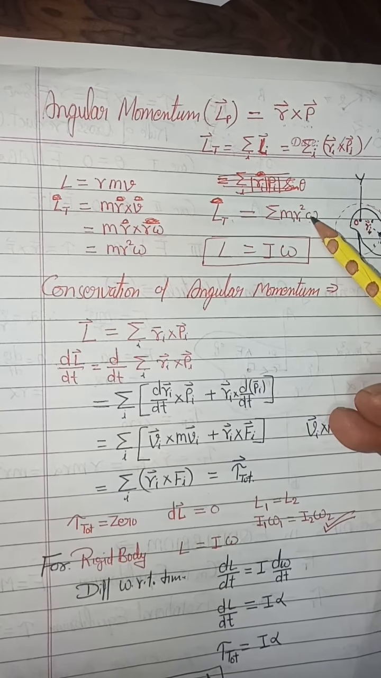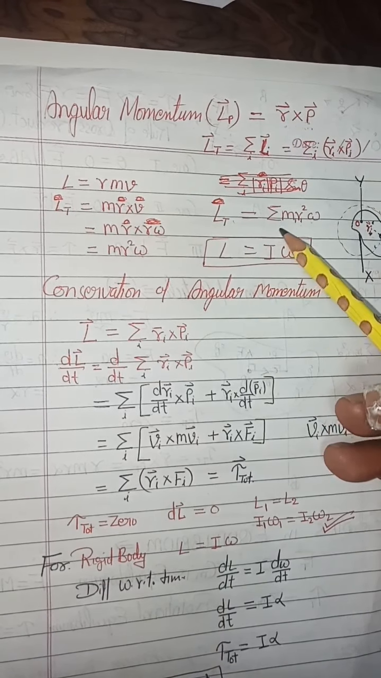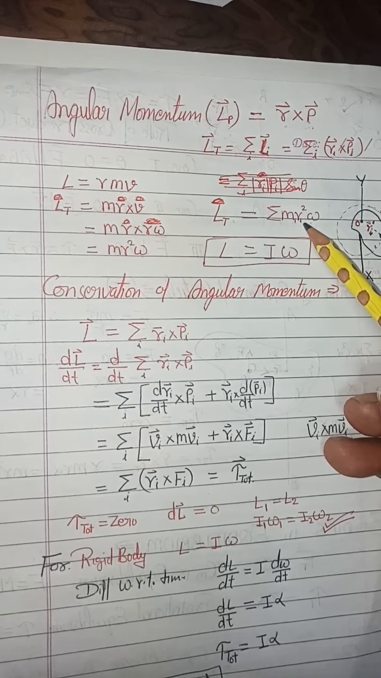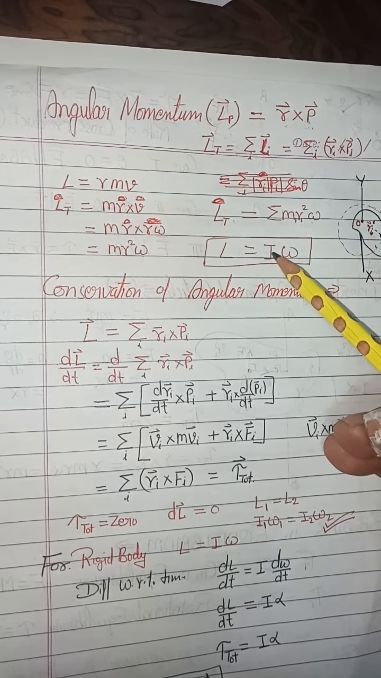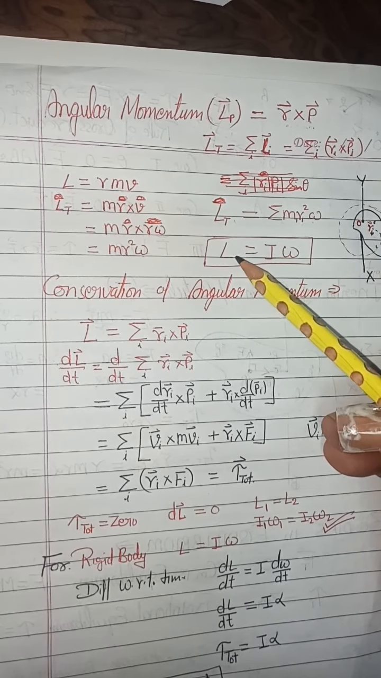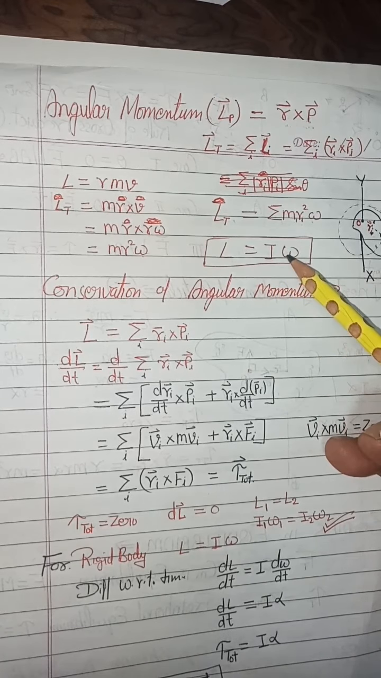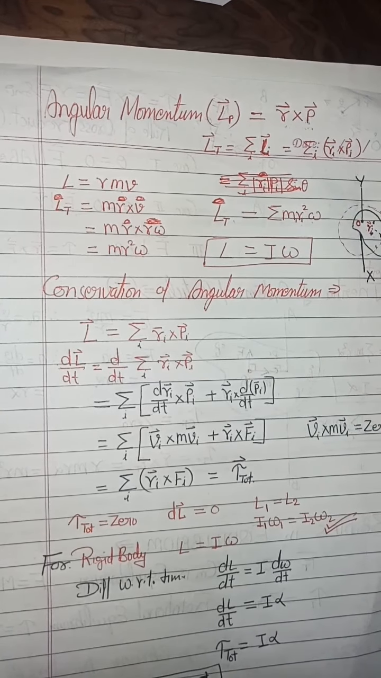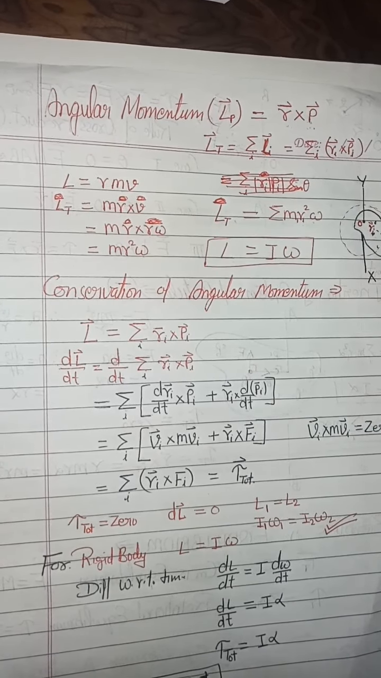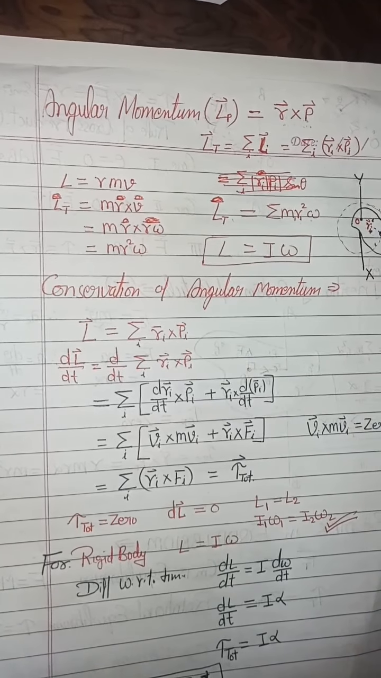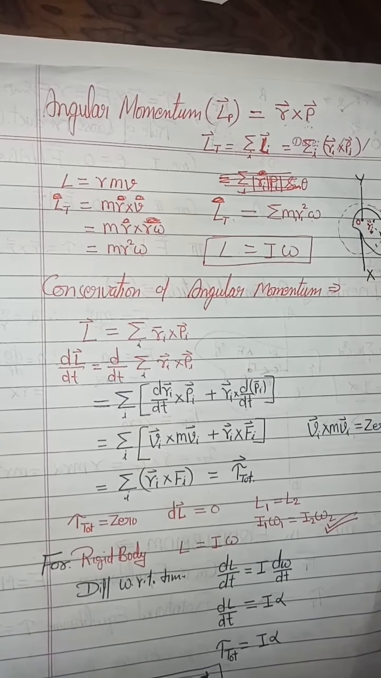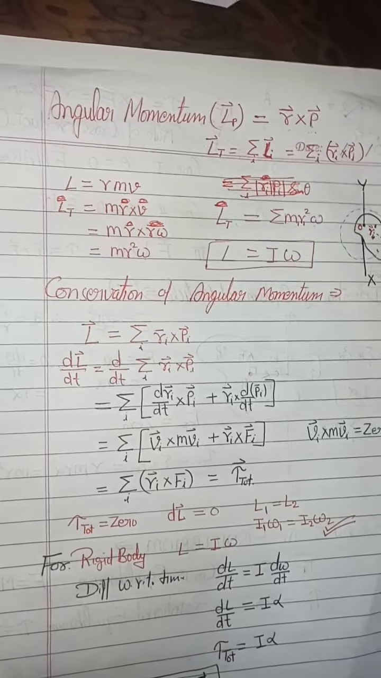Omega for all particles will remain the same, angular velocity. And you know what this is? Sigma mi into ri square is called the moment of inertia, I. So I can write L is equal to I into omega. So this is the angular momentum of a system of particles, I into omega, where I is the moment of inertia of the system of particles.